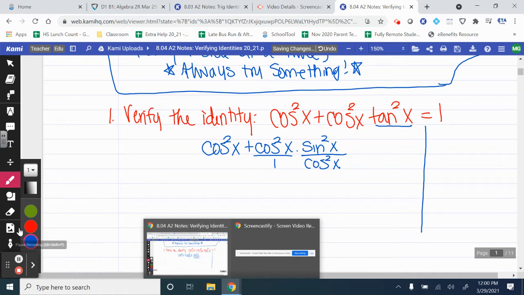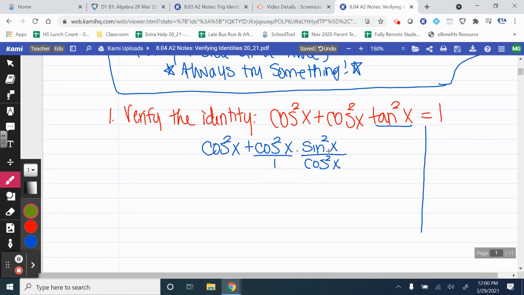All right, so now I have multiplication right here. And I see that I have a cosine squared down here and a cosine squared up here. So I can cross reduce those because it's multiplication. I can't do anything with this over here because that's being added to those. So now if those cancel, I'm left with just cosine squared x plus sine squared x. Wait a minute. I know sine squared plus cosine squared gives me 1. And what do I have on the other side of the equal sign? Equals 1. So 1 equals 1.